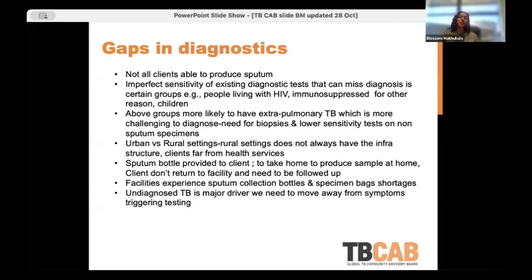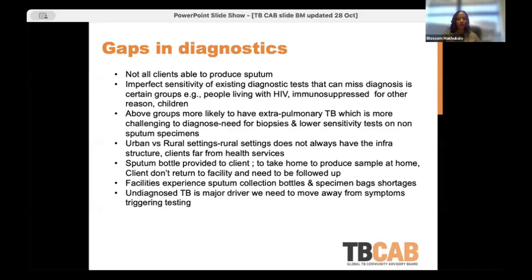And then a good question to ask is urban versus rural settings. When we are bringing in these new technologies, we should not forget rural settings, because rural settings do not always have the infrastructure to accommodate these modern types of tests. So we don't want people not to access tests because they happen to live in Umkhanduli in the Transkei with one service for everyone.